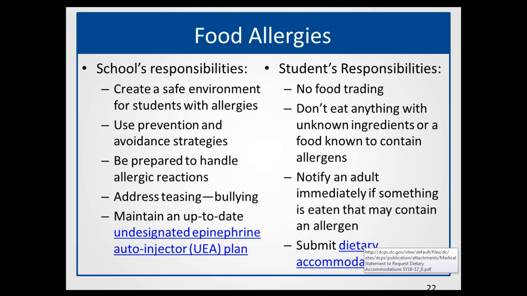So this slide outlines what the school's responsibilities are and what the student's responsibilities are pertaining to food allergies. It is first and foremost the school's job to create a safe environment for students with allergies. This involves implementing prevention and avoidance strategies and being prepared to handle an allergic reaction. And this also needs to address bullying. We don't want any children with food allergies to feel bullied or segregated from the rest of the group, so teachers should address this immediately and try to prevent it from happening in the first place.